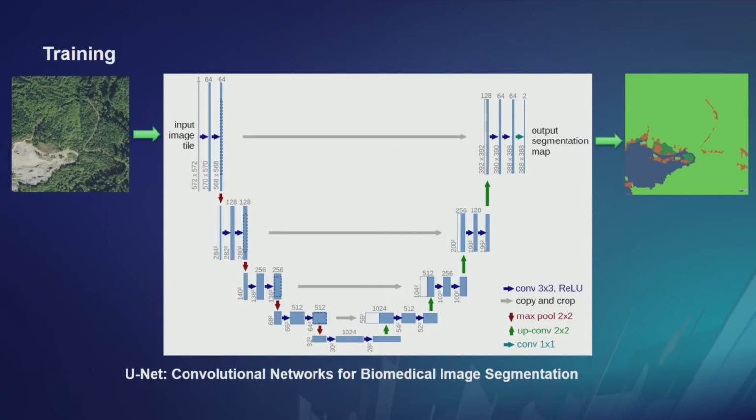We built a deep neural network, and its architecture is very commonly used for segmenting medical images, where it does a very good job. We use the same architecture here in the remote sensing industry. We trained this network and ended up with a deep learning model.